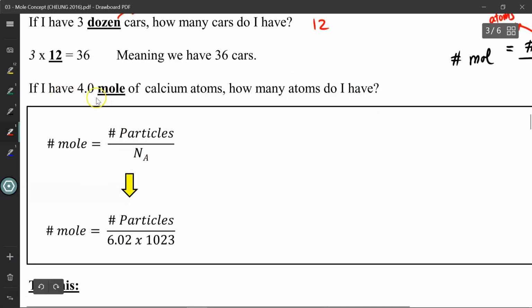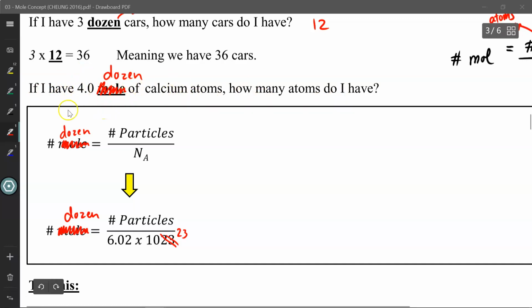If I have 4 mole, where should I put this number? Should 4 mole go under mole, particles, or Na? Well, it's definitely not Na because Na is 6.02 times 10 to the power 23. Whoops, this one seems to be a mistake. That should be 10 to the power of 23, not 1023. I'll have to fix that later. But if you're ever confused about where these numbers should go, cover it up and just replace it with the word dozen. So if I have 4 dozen calcium atoms, how many atoms do I have?